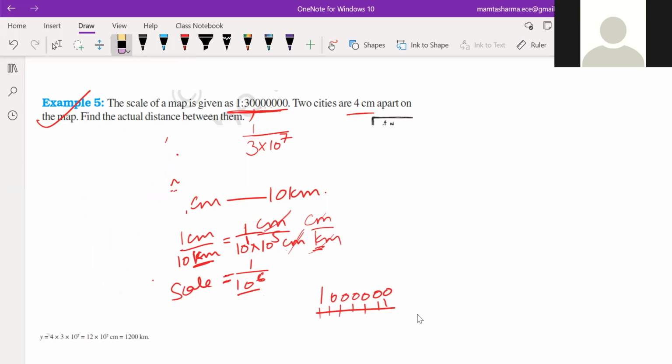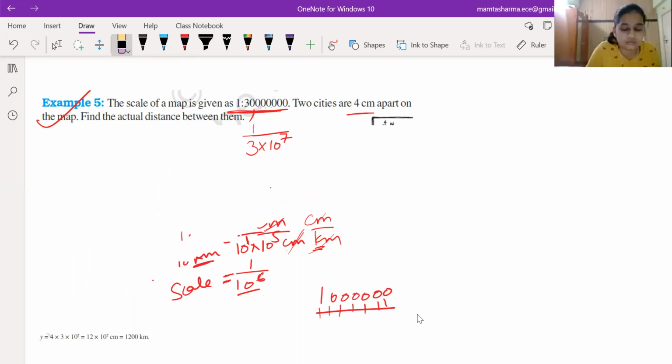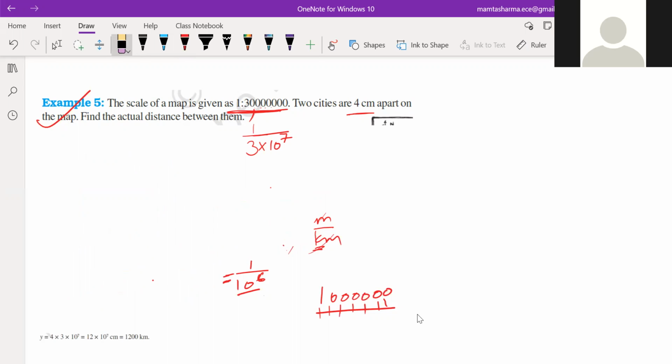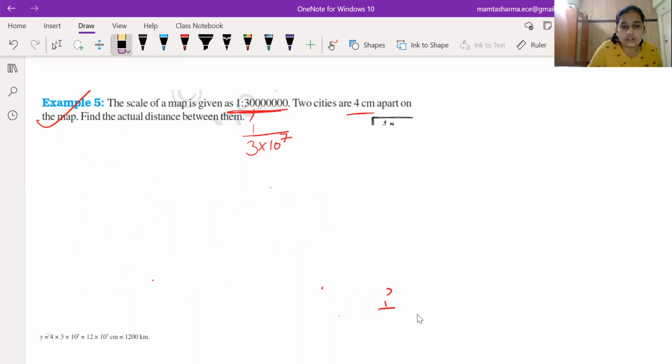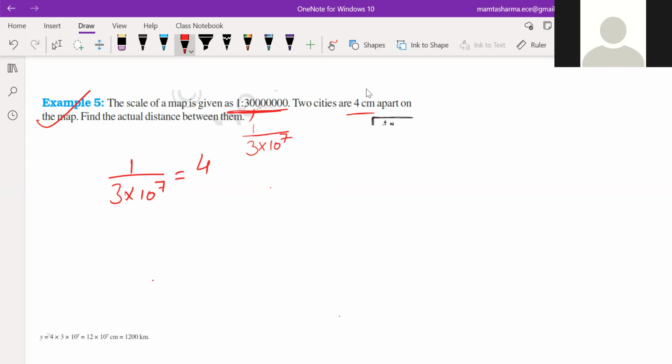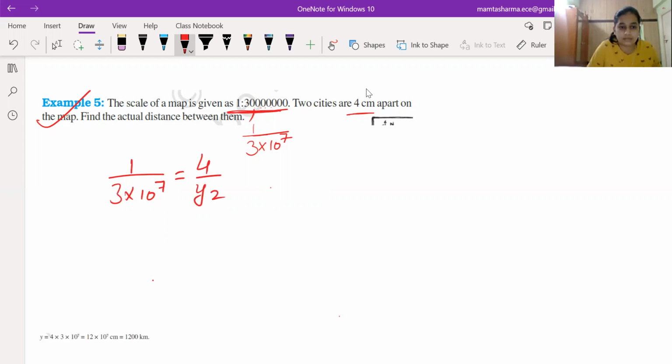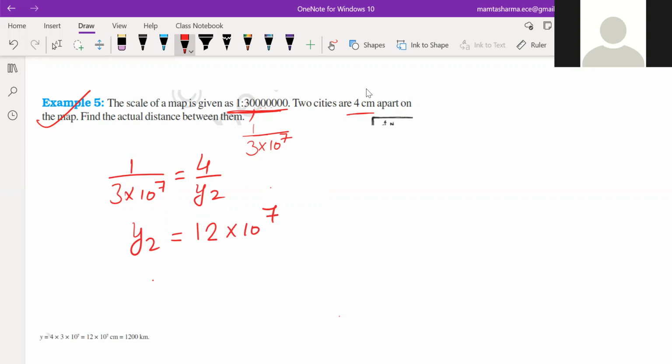Who will tell me? Shubhra, how will you solve this question? 1/3 into 10 to the power 7 equals 4 by y2. Now y2 becomes 3 into 10 to the power 7 into 4, which means 12 into 10 to the power 7. So this is correct.